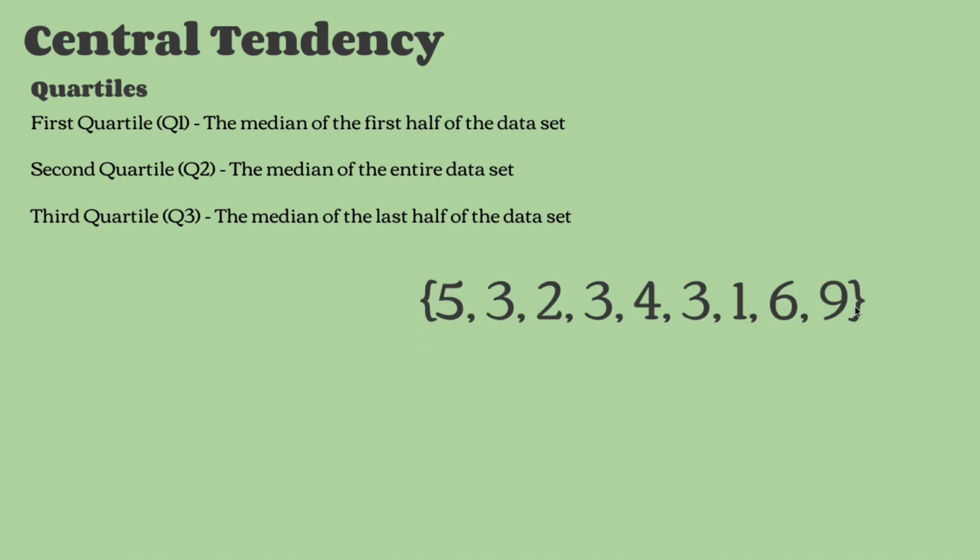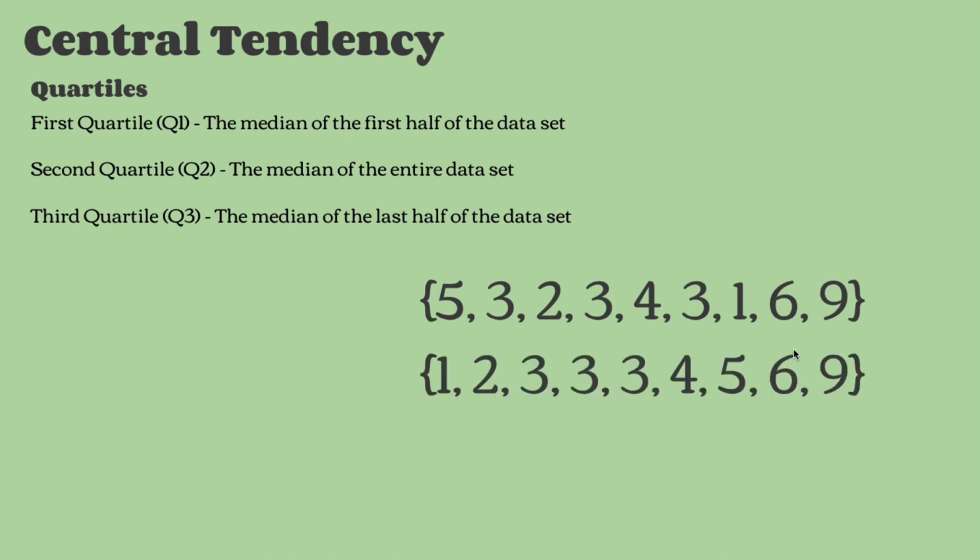Here we have a data set. We're going to start off by putting this in order from least to greatest, just like that. So now we're going to find the median by crossing out the numbers from both ends, and our median is 3.